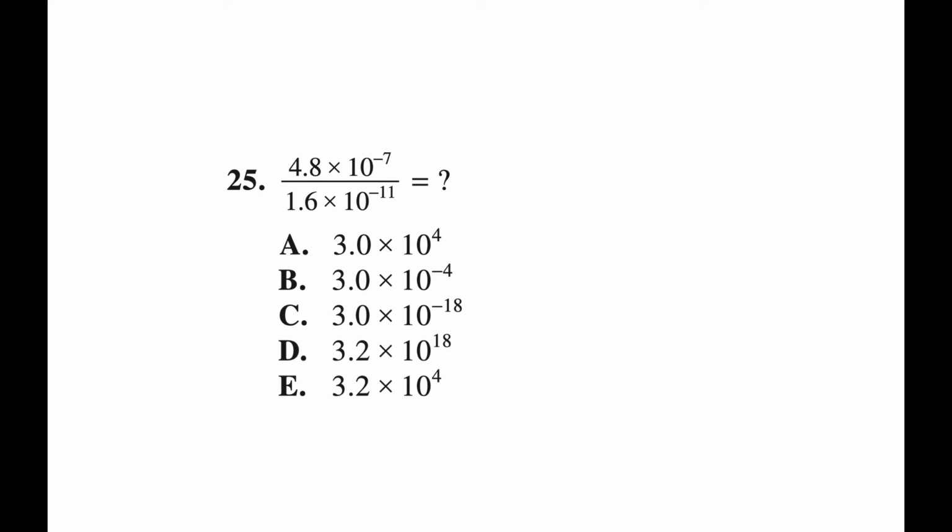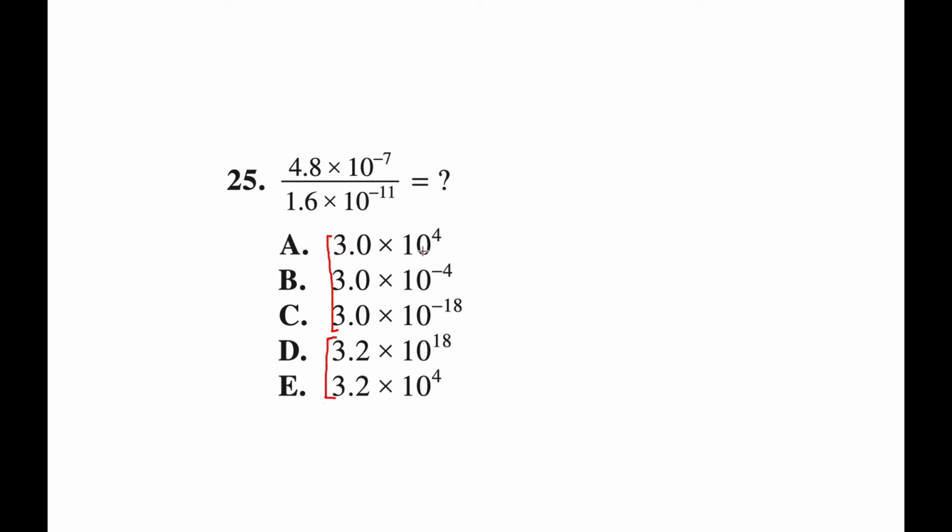Question 25 just gives us an expression and it asks us what it's equal to. As far as the answer choices go, there are some interesting relationships here. One is that in answer choices A through C, we're being given 3.0, whereas in D through E, it's 3.2. So we'll have to decide between those two.